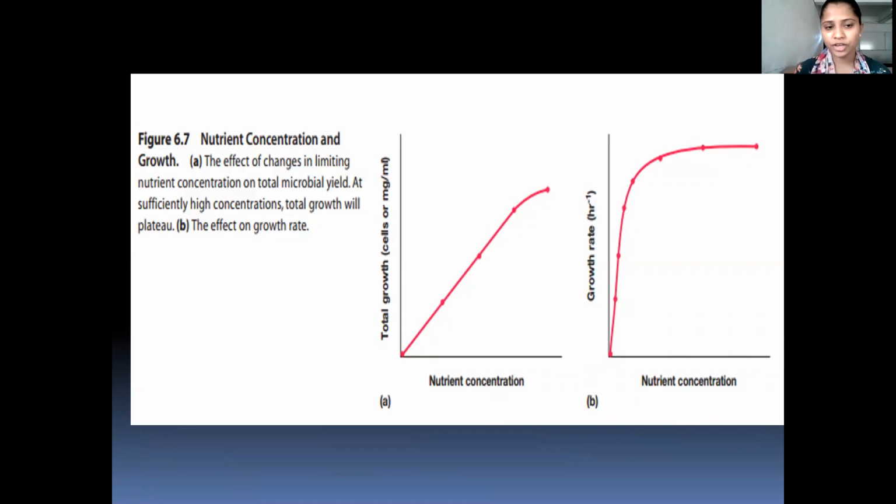So you can see in the figure nutrient concentrations and their effect on growth. In A, a graph plots nutrient concentration versus total number of cells, and in B, nutrient concentration versus growth rate. In A, the effect of changes in the limiting nutrient concentration on the total microbial yield is shown, and at a sufficiently high concentration, total growth will plateau. And the second one shows the effect on the growth rate. You can see it in the flow charts.